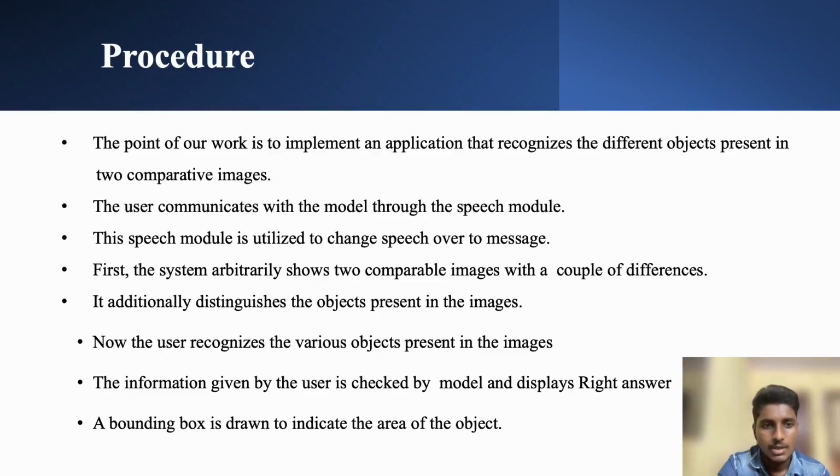The system shows two comparable images with a couple of differences. It additionally distinguishes the objects present in the images. Now the user recognizes the various objects present in the images. The information given by the user is checked by the model, which displays the right answer. A bounding box is drawn to indicate the area of the subject. The bounding box is only drawn if the right answer is given by the user.